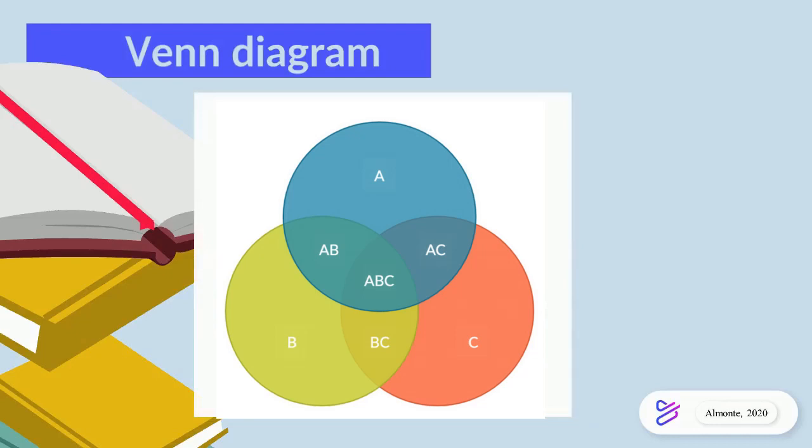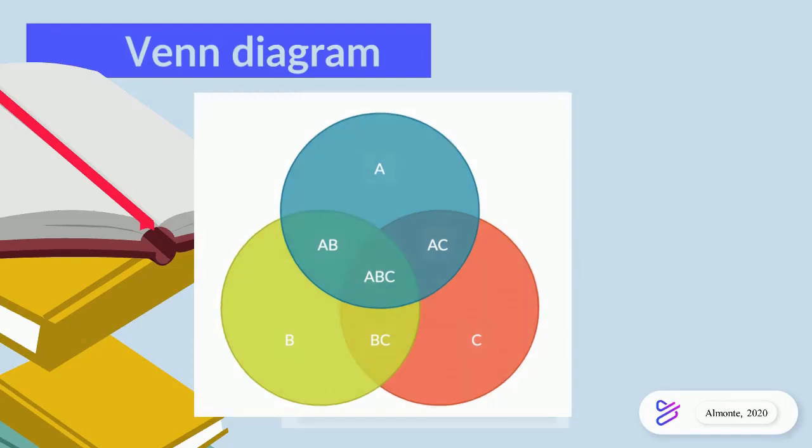Step 1. Write down the topics being compared on the top of each other's circle. Step 2. Write down the differences or unique characteristics inside its own sector, avoiding the overlapping area. Step 3. List the similarities in the common area.